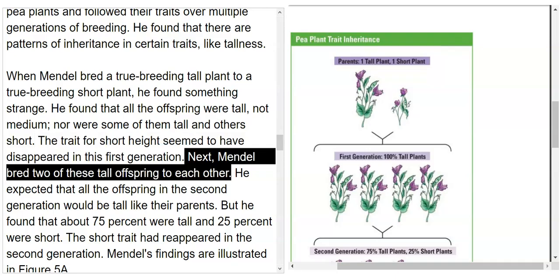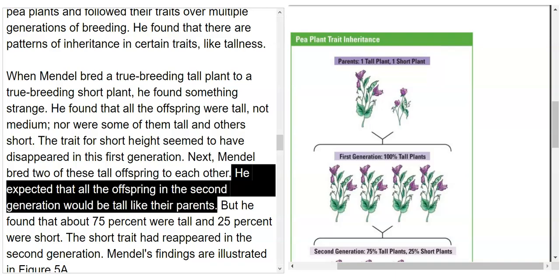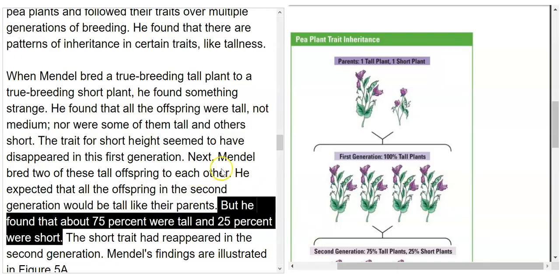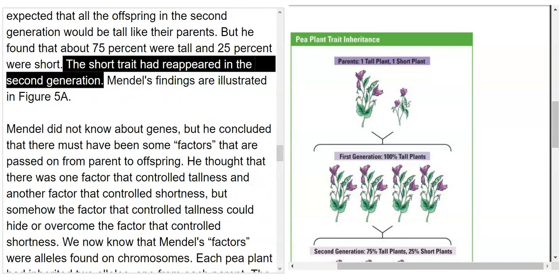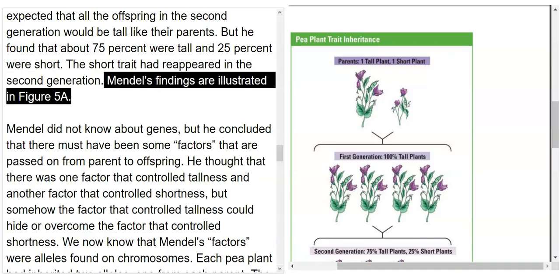Next, Mendel bred two of these tall offspring to each other. He expected that all the offspring in the second generation would be tall like their parents. But he found instead that 75% were tall and 25% were short, so it went from tall to tall to tall to short. The short trait had reappeared in the second generation. Mendel's findings are illustrated in figure 5a.